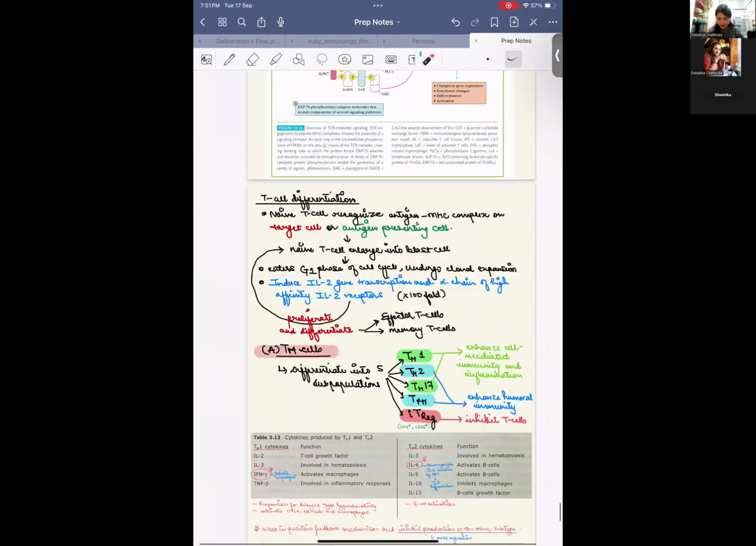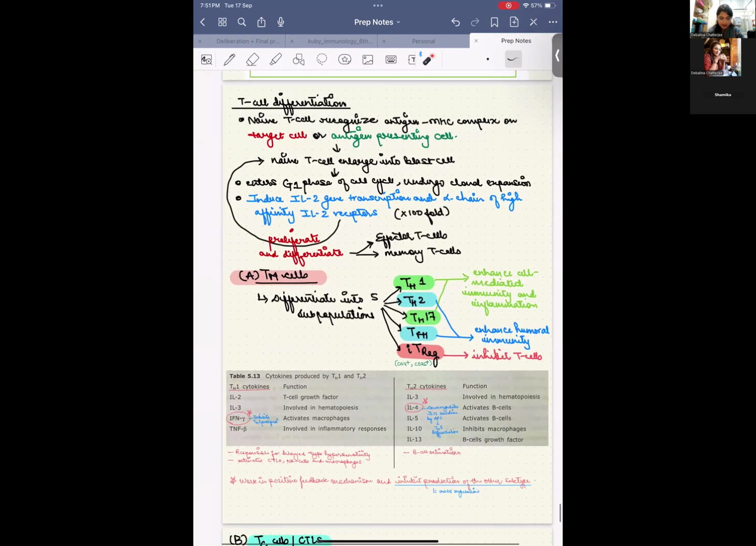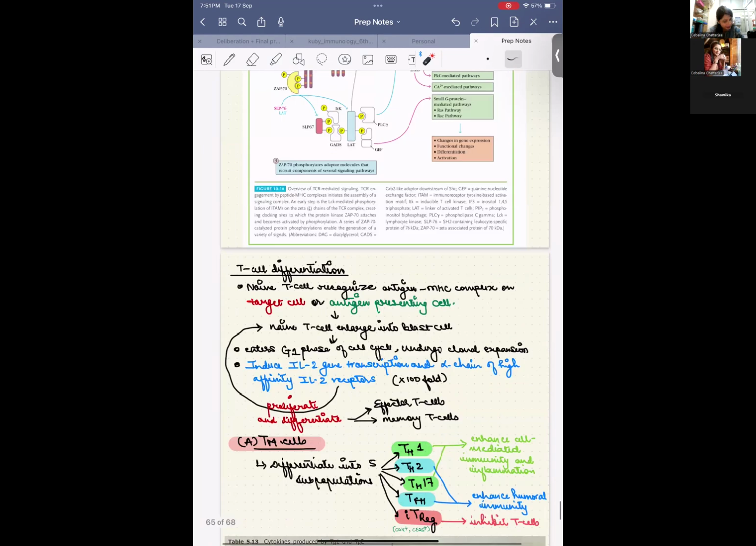Anything from here? So this we discussed for the T helper cells.